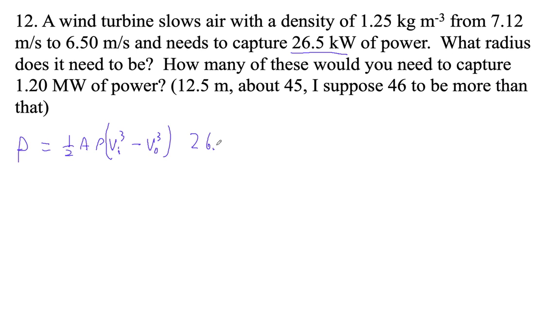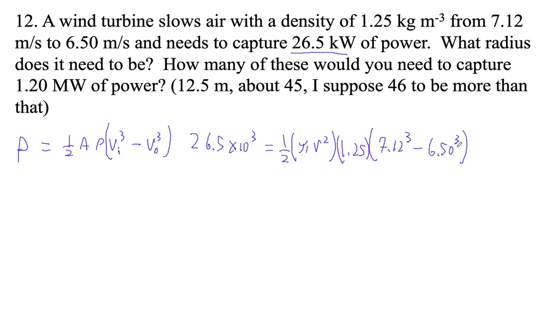So 26.5 times 10 to the third is 1/2 times pi times r squared, and that's what we're trying to solve for, times 1.25 times 7.12 to the third minus 6.50 to the third. Okay, I think we can solve this for r.